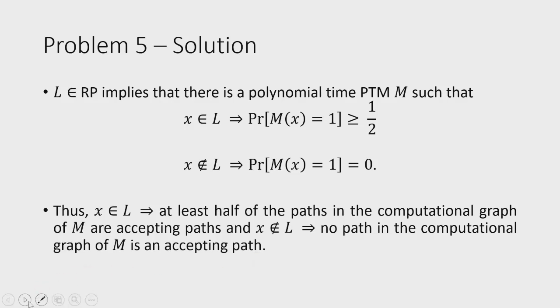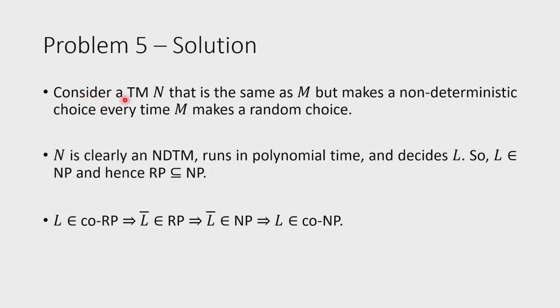Now consider a Turing machine N, which is exactly the same as M, but whenever M makes a random decision, N makes a non-deterministic decision. So is the definition of N clear? Yes. Right. Now N is clearly a non-deterministic Turing machine, and it runs in polynomial time. I also claim that it decides L.